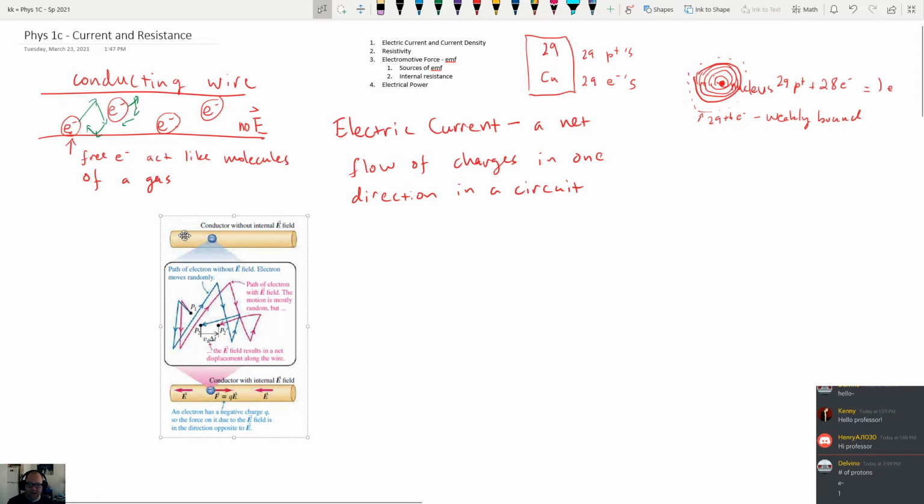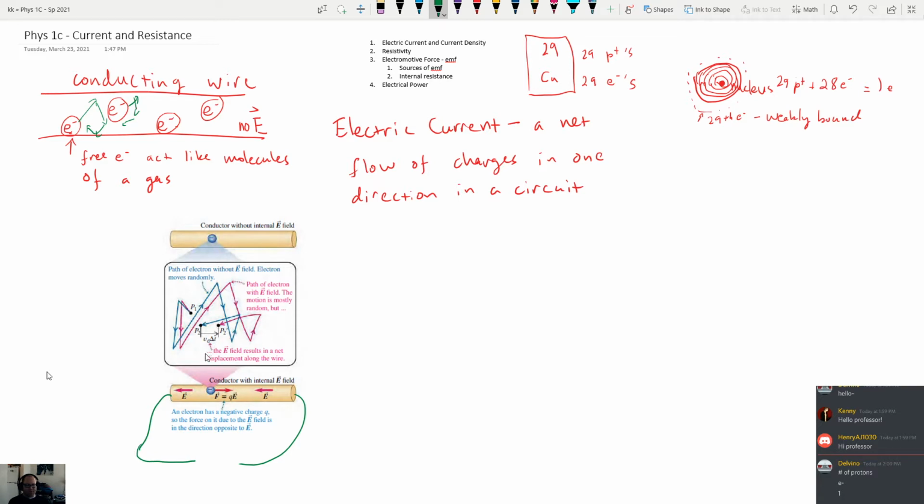Now, if we apply an electric field to this conductor, that's what this picture down here is. So we apply an electric field that points in this direction. And how would we do that? How would we get an electric field to be applied to this conducting wire? Any ideas how that might happen? We could maybe hook it up to some source of potential. Yeah, we just need to hook it up.